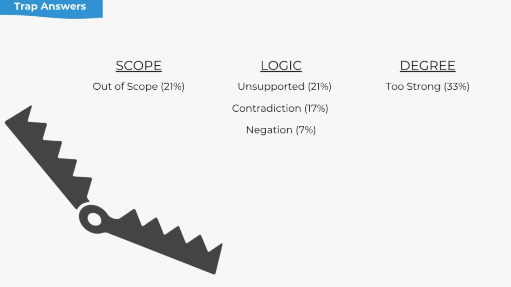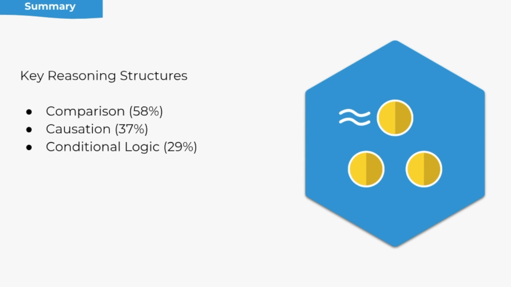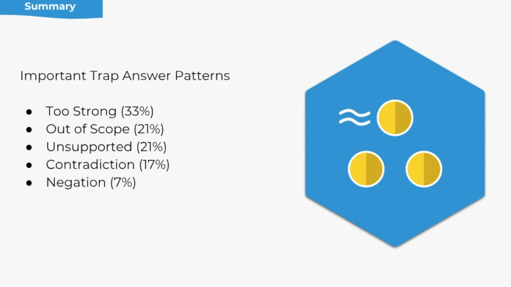So remember, the key language when you're working on identifying a most supported question is most strongly supported, or most reasonably inferred, or the statements provide the strongest support for. The reasoning structures: comparison is the most common one at 58%, causation at 37%, and conditional logic at 29%. And then trap answers to be on the lookout for: answer choices that are too strong, answer choices that are out of scope, unsupported, taking the right terms but relating them in the wrong way, contradiction, and negation.